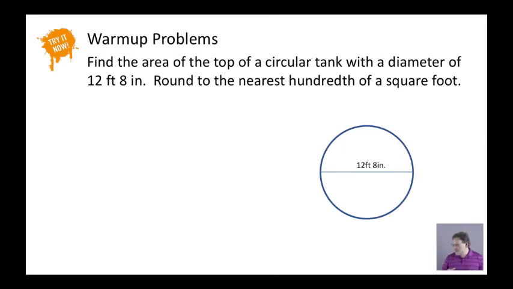So it's almost like one of those very, very large oil storage containers that we use for our national oil reserves. Or perhaps it's like a Pringles can, which you're looking down on from the top, in which it really looks like a circle from the top, doesn't it? Either way, you're finding the area of the top of this circular tank, and we're giving you the diameter there of 12 feet, 8 inches. Once again, we're going to round to the nearest hundredth of a square foot. Take some time for that.